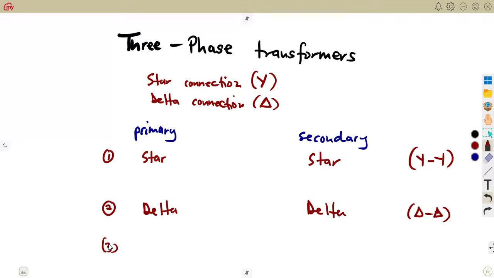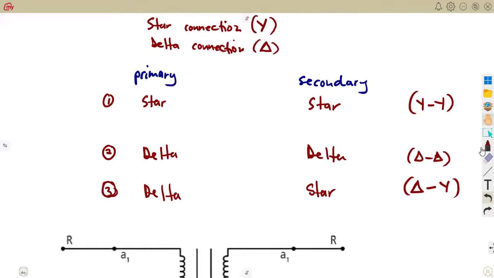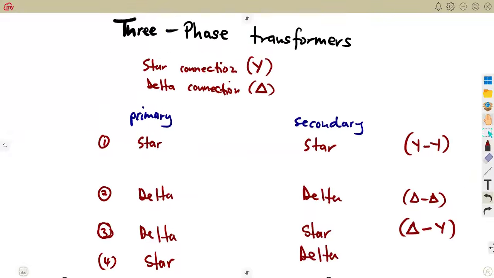It can happen that this can be in delta and the secondary can be in a star. So we can have a delta star connection in that case. We can have it even from this side, star to delta this time. The primary can be connected in star, then the secondary side in delta. So we can have that consideration.